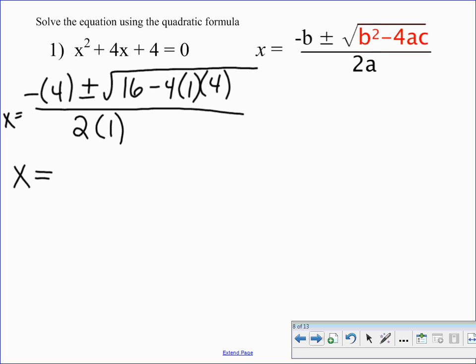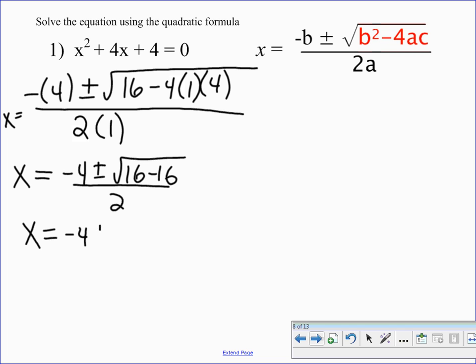Now, you cannot type this all into your calculator at once. It will not work. You're going to have to do it step by step. So we'll get negative 4 plus or minus the square root of 16 minus 16, over 2, or negative 4 plus or minus the square root of 0 over 2. Well, that's just negative 4 over 2, and so your final answer is negative 2. Once again, the discriminant came out to be 0, so there was only one answer.